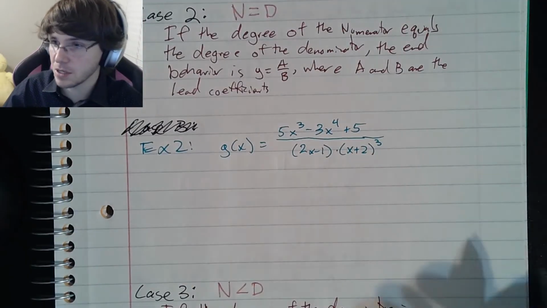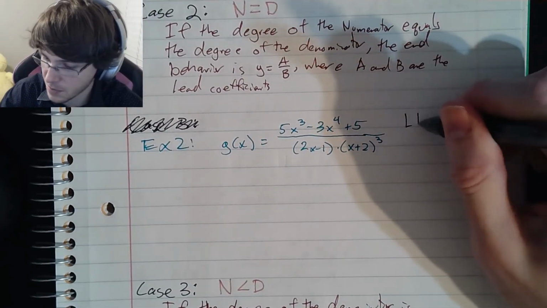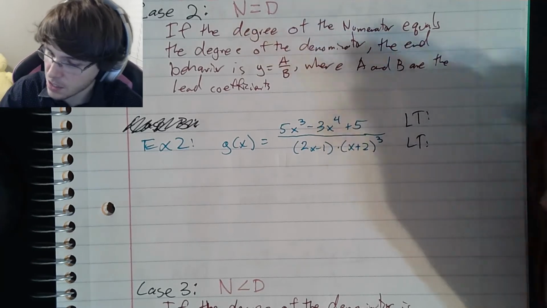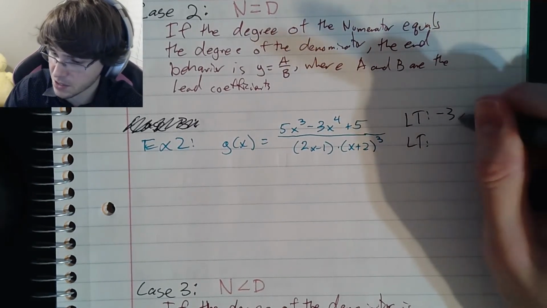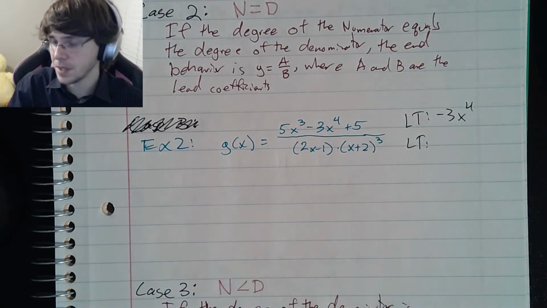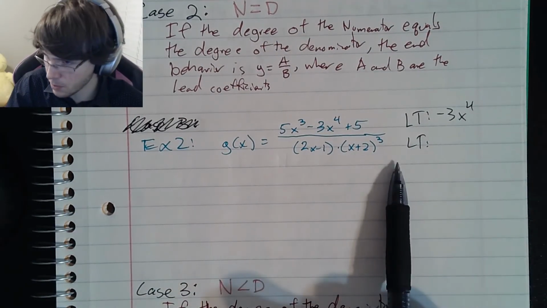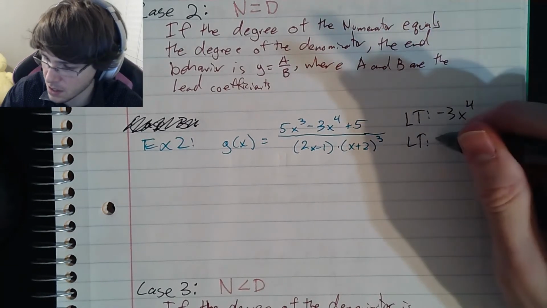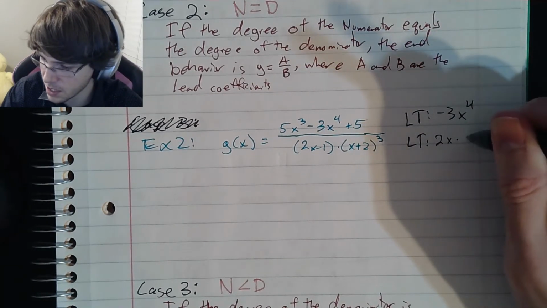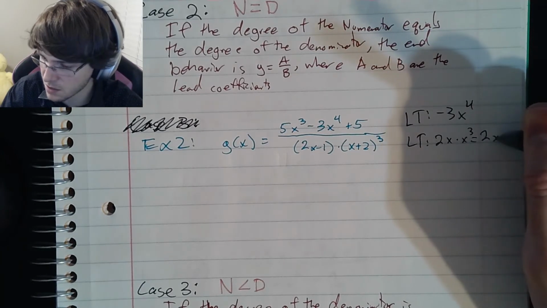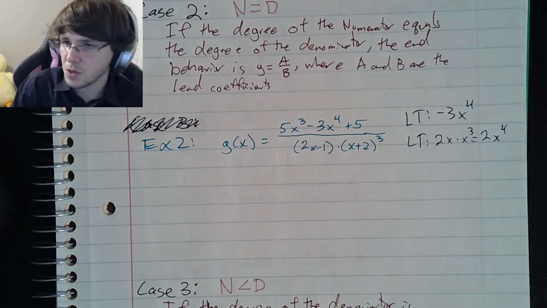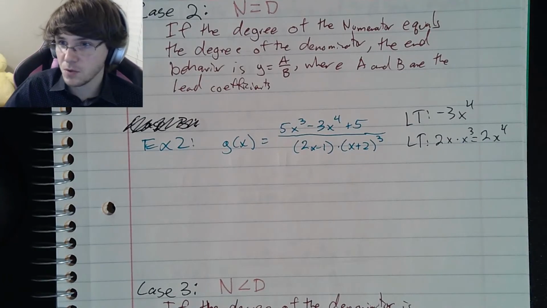We still have to do what we did in the last problem. We have to figure out the leading term for both. The leading term for the top is very easy. It's simply the largest exponent right away. It's negative 3x to the 4th. Done. Leading term of the bottom, we have to do a little bit more work, but it ends up being 2x multiplied by x cubed, which is 2x to the 4th. So the answer is actually really, really fast.